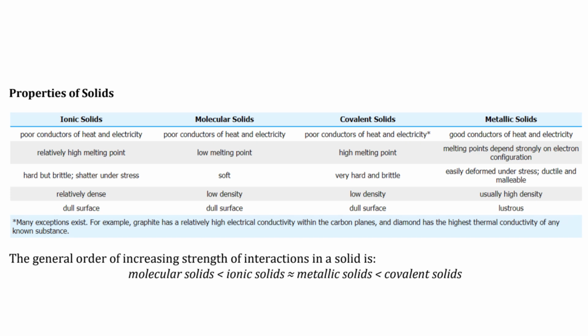The general increasing of strength of interactions in a solid. So you'll notice that ionic and metallic are pretty equal. Covalent is the strongest. Molecular is the weakest of the 4 types of solids.